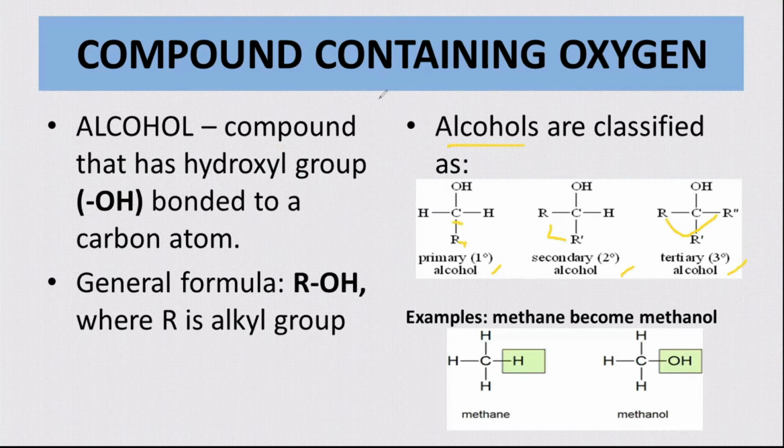Aside from ethanol, how do we name alcohol compounds? Alcohols get their names by appending the suffix -ol to the hydrocarbon. For example, methane becomes methanol. The E is replaced by OL. So methane, methanol, since that is an alcohol.